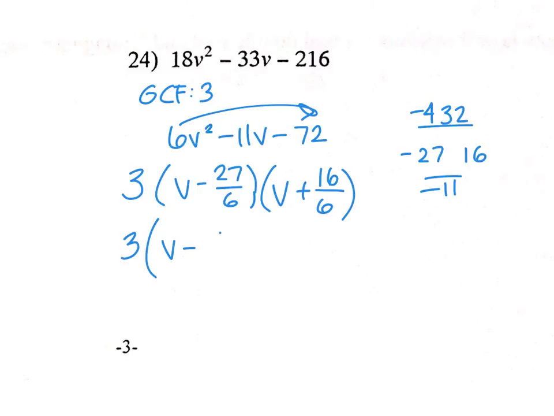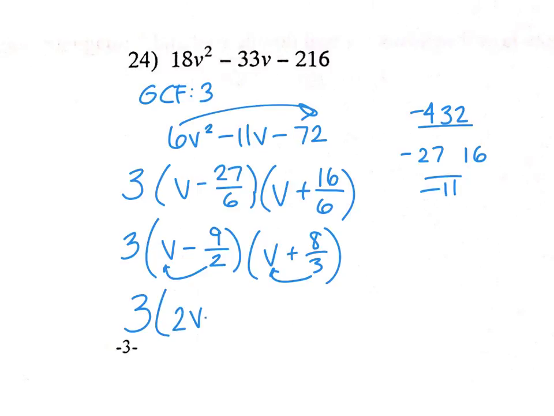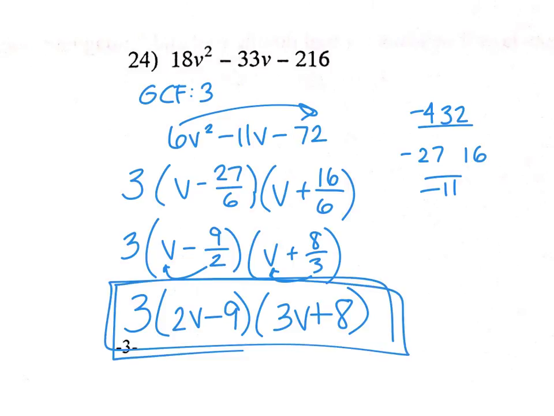So if I divide by 3, that's going to give me 9 over 2. If I divide by 2, that's going to give me 8 over 3. And now we're going to pull bottoms up to the front. So my final answer is going to be 2v minus 9 and 3v plus 8. All right, that is a monster of a problem, but as long as the only thing that you got stuck in really was picking these two numbers because 432 is so large, that's a minor detail. If you can do everything else, then you should be good for tomorrow.